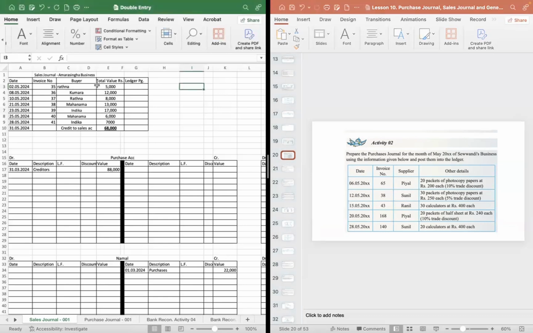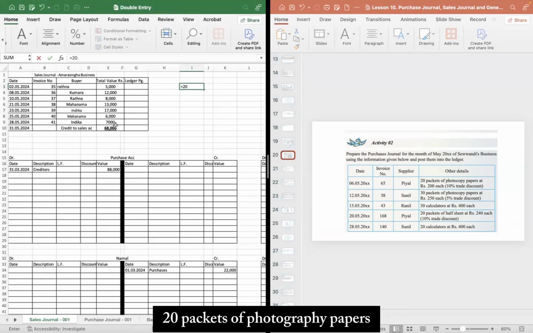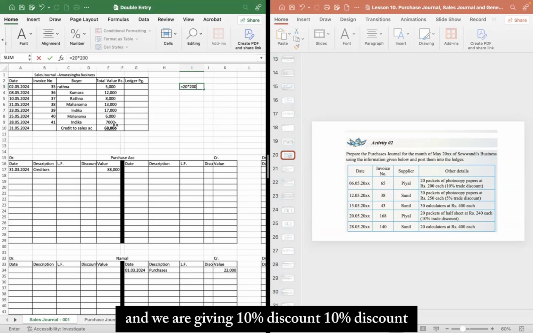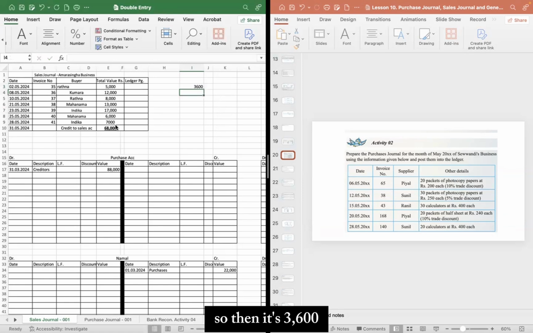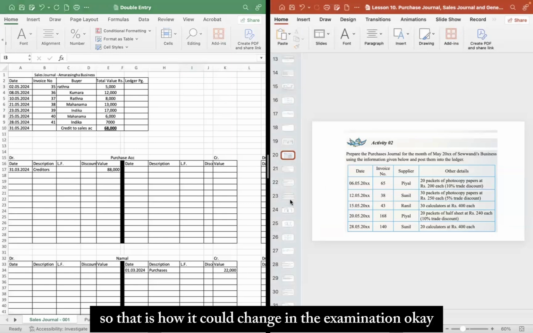Now we have to prepare this. We have 20 packets of photocopy papers at 200 each. Okay. And we are giving a 10% discount. We charge 90%. So then it's 3,600. So we have to manually calculate this. But in this context, what has changed is they have straight away given you the value. So that is how it could change in the examination.